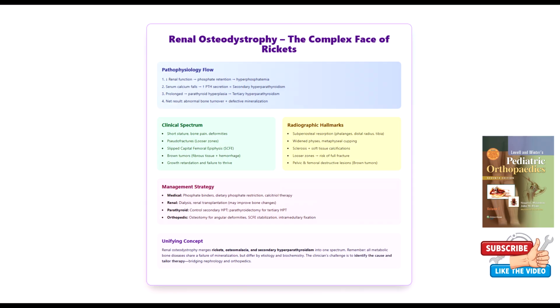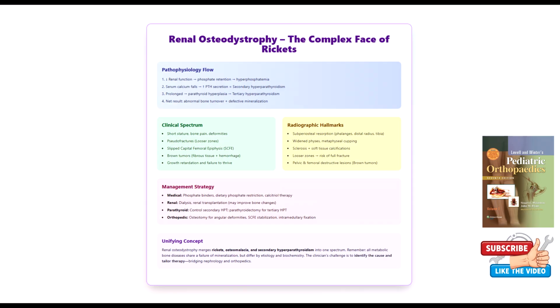When renal function drops below roughly 25 to 30% of normal, the kidneys can no longer adequately clear phosphate. Hyperphosphatemia develops, which reduces serum calcium by shifting the solubility equilibrium. The fall in serum calcium stimulates the parathyroid glands to secrete more parathyroid hormone.